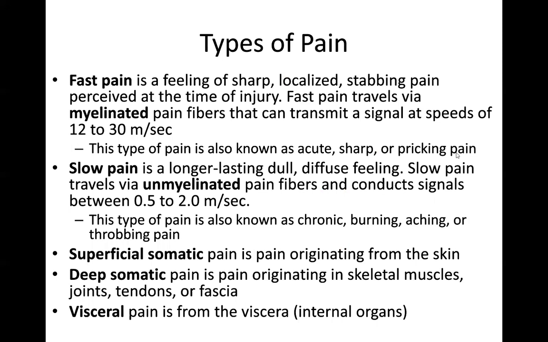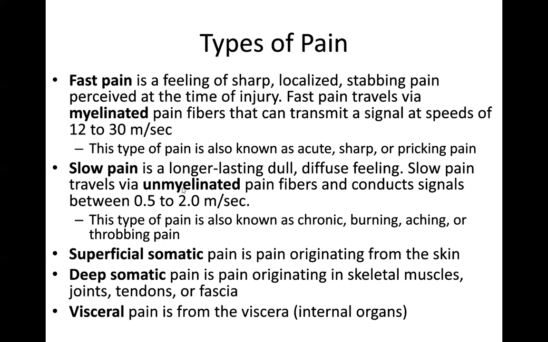Think about when you stub your toe, something we've all probably done. You feel that pain right there on the tip of your toe, but then a minute or two goes by and that pain starts to dissipate. What you might feel is more of a throbbing, aching pain. That's what slow pain is. Slow pain is longer lasting. It's more dull and diffuse. In other words, it's not as sharp and it's more spread out. That's what diffuse means.